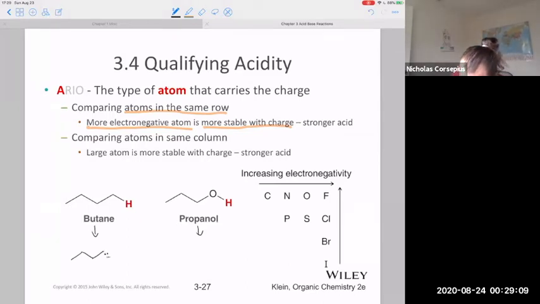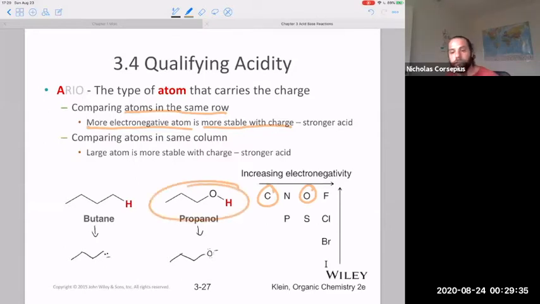Again, for butane, it'll be that carbanion. For propanol, it will actually be the oxygen that bears that negative charge. Carbon and oxygen are in the same row. So the one that's going to be the more stable conjugate base is the one where the charge is held on the more electronegative atom. So in this case, propanol is a much stronger acid than butane because that negative charge on the conjugate base will reside on oxygen, which is more electronegative.